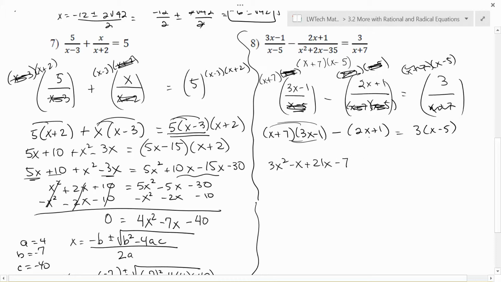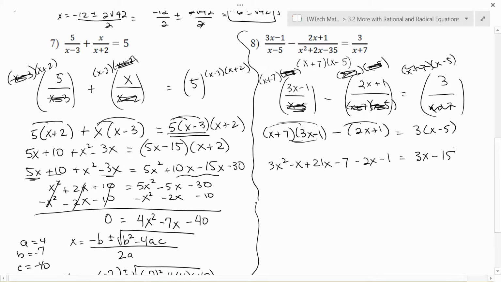Going on to the next set of terms here, I had a minus outside. You can think of it as a negative 1 being multiplied through if you want. It has the effect of changing all the signs inside, so that'll be a minus 2x and then a minus 1. On the right side, I just had a 3 that's being multiplied by the x minus 5, so be sure to distribute that, and we end up with 3x minus 15. All right, so far so good.